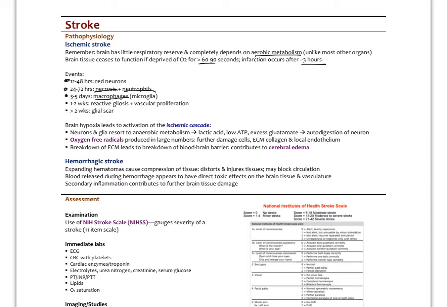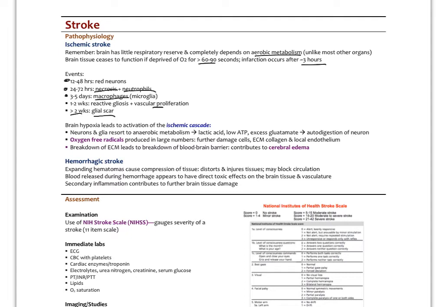And then in 1 to 2 weeks, we see what's called reactive gliosis, and that's where the glial cells start to proliferate, and then the blood vessels start to proliferate into that region. And then after 2 weeks, there is a scar left in that region of brain cells that died, the neurons that died, made up of glial cells, and we call that a glial scar.